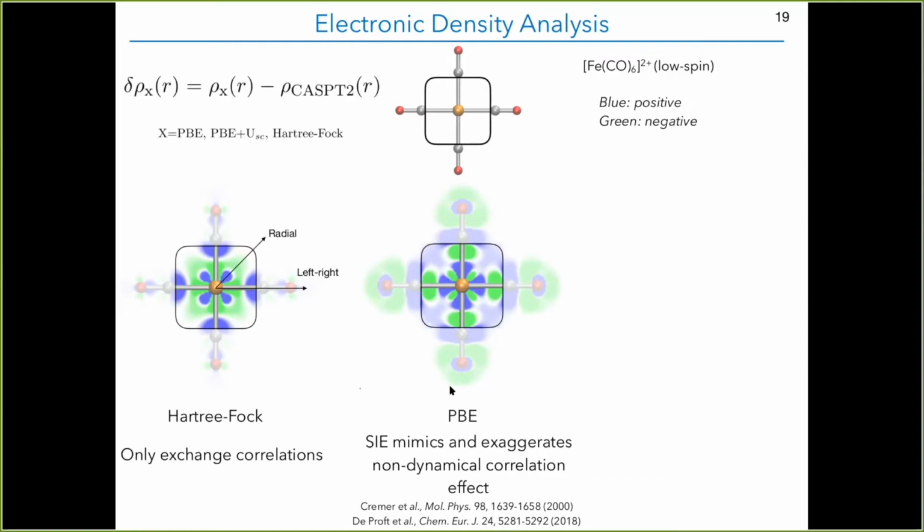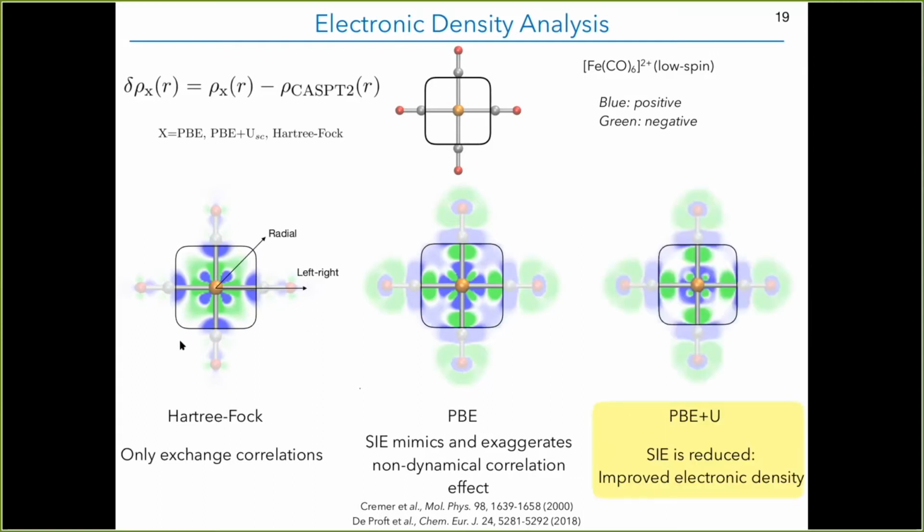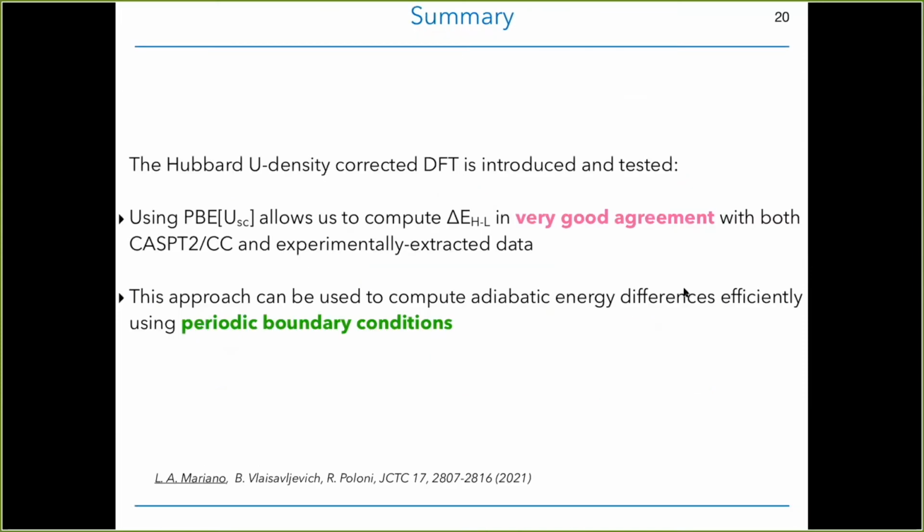This can be explained because, as has been observed in several works in the past, the self-interaction error in local and semi-local functionals tends to mimic and exaggerate non-dynamical correlation effects. For this reason, here we can see the complete opposite behavior with respect to Hartree-Fock. So when we apply a Hubbard correction, while reducing the self-interaction error, what we are doing is also improving the description of the electronic density around the metal center.